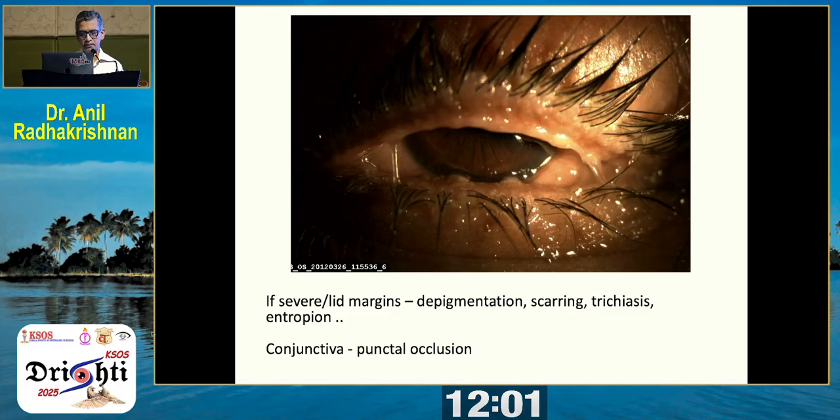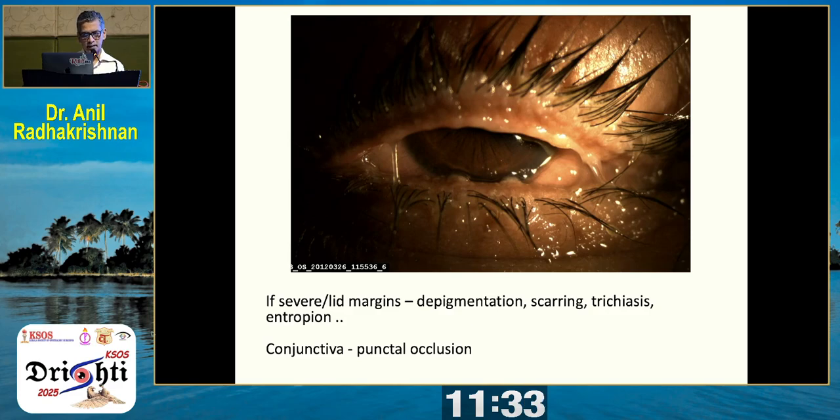The initial picture is blepharoconjunctivitis, in which you have severe blepharitis and conjunctivitis. It can cause depigmentation, scarring, trichiasis and all that. Even though quite a lot of people come with severe lid edema, you just have to give supportive treatment. The important thing is to start a systemic antiviral as soon as possible. If you start within 48 hours, the chance of complications is significantly reduced. If you look at the literature, acyclovir eye ointment actually need not be given. You just have to give lubricants.